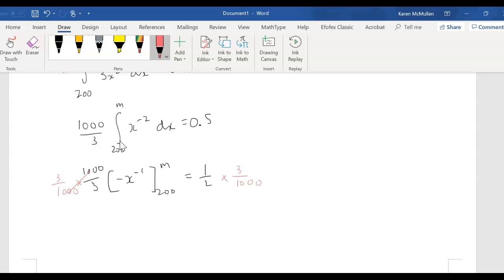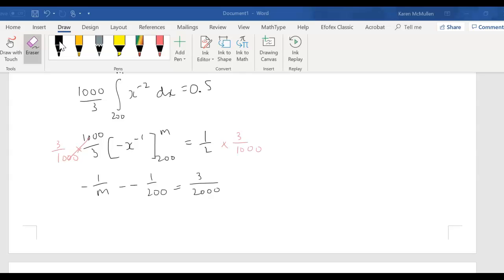All right, so they cancel out. And let's do our substitution as well. So we've got negative m to the -1, so I'm just going to write 1 on m, minus negative 1 on 200 is equal to 3 on 2,000.